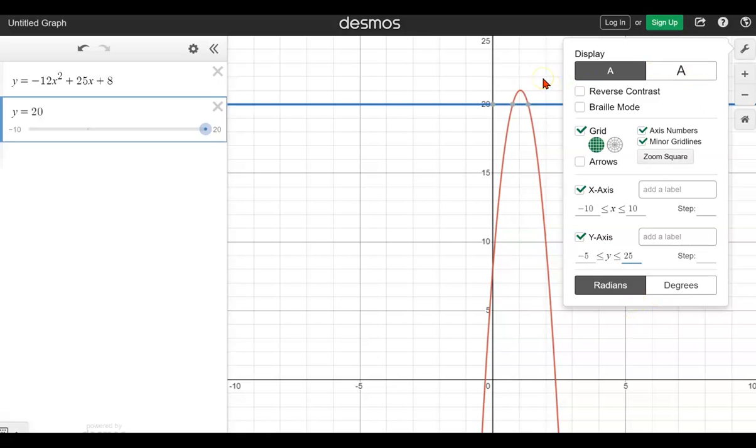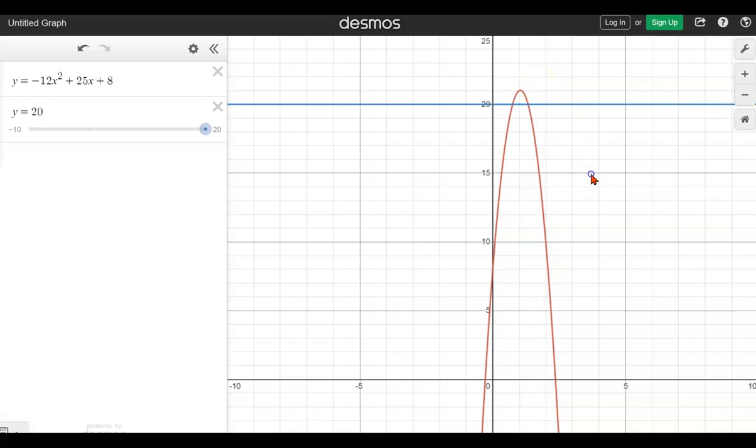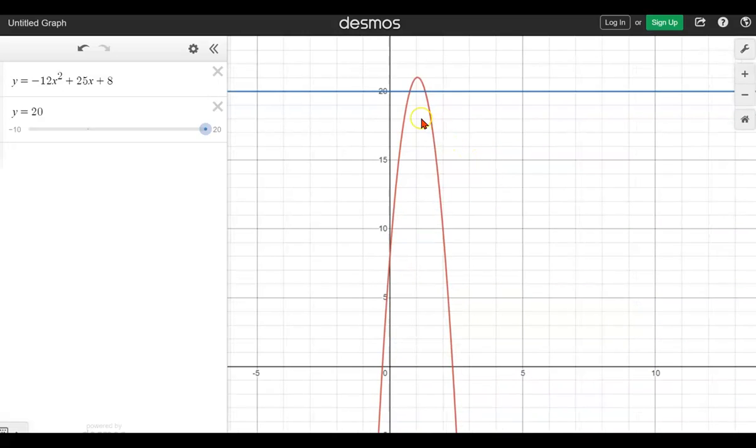So look at this, you can see now the graph. And where the two graphs intersect, the blue and the red, these two. So the solutions, the answers, the x values are 0.75 and 1.333. Okay, let's go back to our notes.